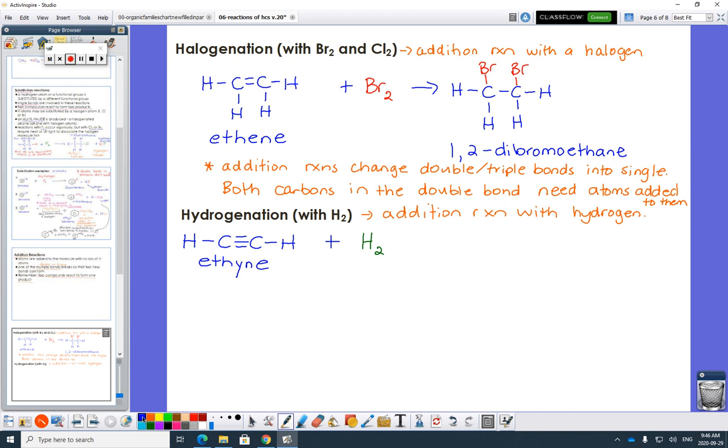Because this is a triple bond, I'm going to write it in 2 steps. But again, it's really similar every single time. As soon as you see a double bond or a triple bond, then maybe you can just write the final answer. That's fine. Sometimes the textbook will write excess, which emphasizes that the triple bond is going to go all the way to single bonds.